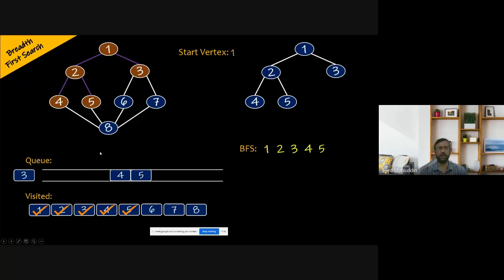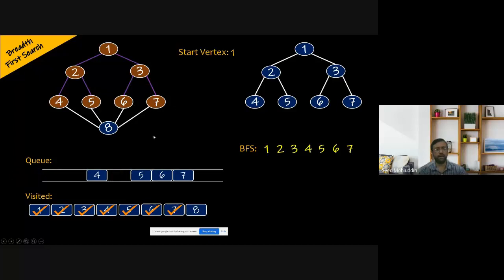We again remove the element from the queue. It is vertex 3. From vertex 3, we can reach vertex 6. So we display vertex 6 as the output, mark vertex 6 as visited, and put vertex 6 in the queue. Then vertex 7 is also reachable from vertex 3. So we output vertex 7, mark vertex 7 as visited, and insert vertex 7 in the queue. All vertices reachable from vertex 3 are explored.